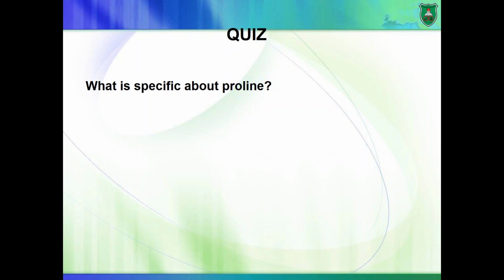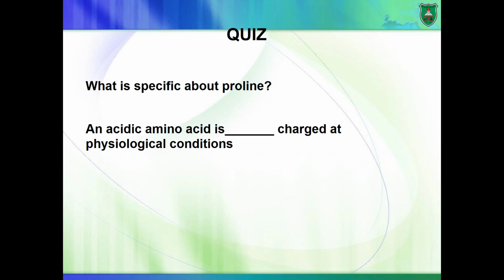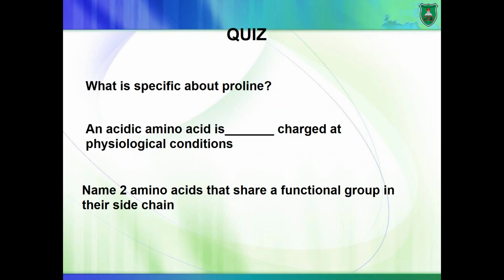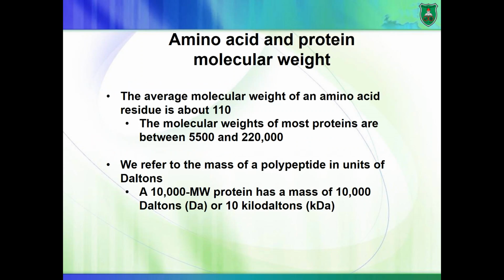So we can ask questions about what's specific about proline. We can ask questions about amino acids, like which amino acid is negatively charged or positively charged at physiological condition. We'll talk about ionization of amino acids later on. We can ask questions about amino acids and their functional groups, their side chains. These are different types of questions that we can ask.